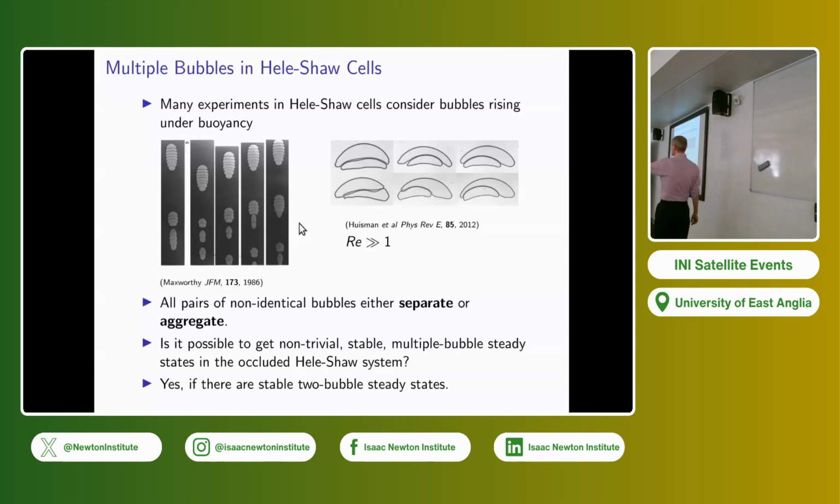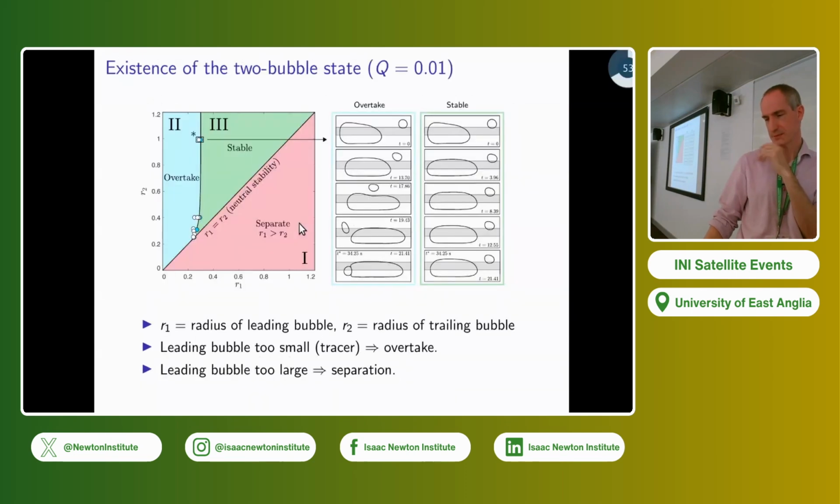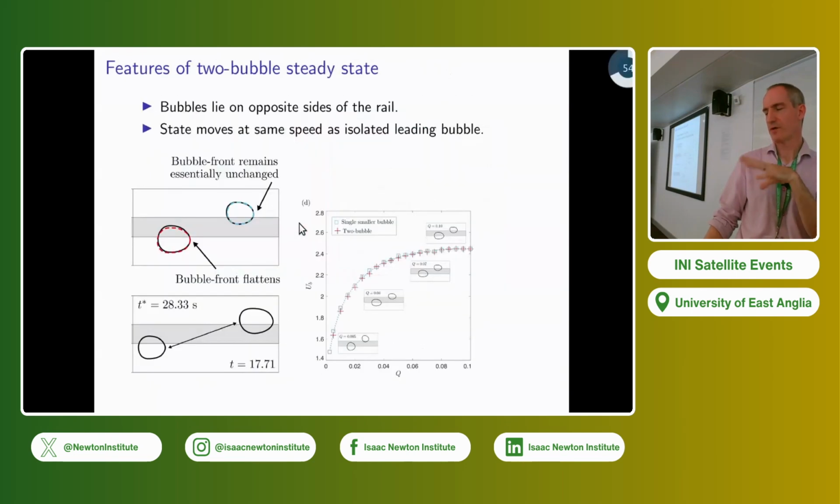Everything I've shown you have been unstable, weakly unstable two-bubble steady states. But it turns out that if you put the bubbles on opposite sides of the rail, I'm going to fly through that one. If you put bubbles on opposite sides of the rail, you can get a steadily propagating state. And in fact, it's basically the leading bubble. The leading bubble has to be the smaller bubble because it's slower. And the whole solution moves at the same speed as the single bubble.